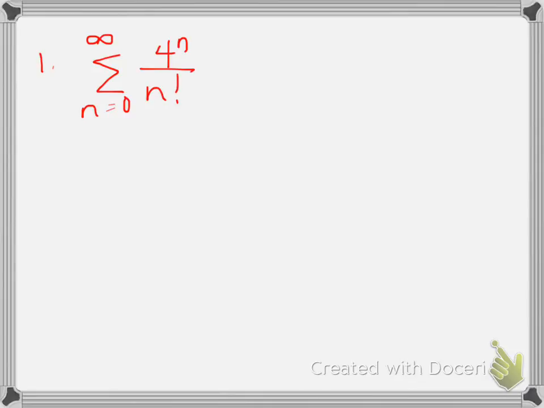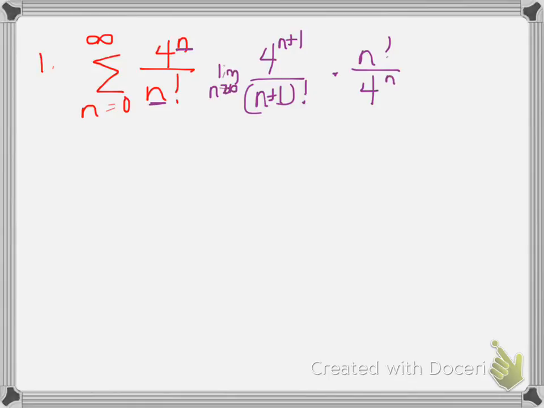So here we have a series. If I'm going to use the ratio test, the very first thing I do is plug n plus 1 in all the n places. So I have 4 to the n plus 1 over n plus 1 factorial, and I'm going to divide it by 4 to the n over n factorial. So I'm just going to flip it and multiply. And I want to know the limit as n approaches infinity of that.